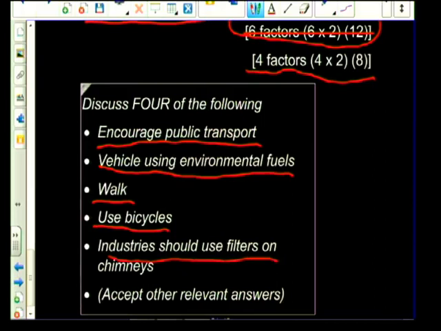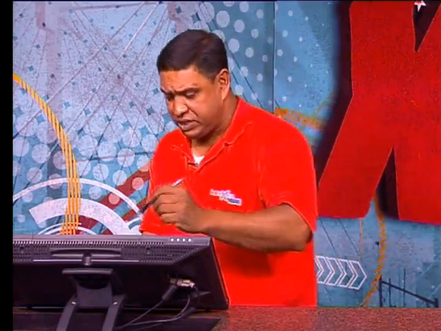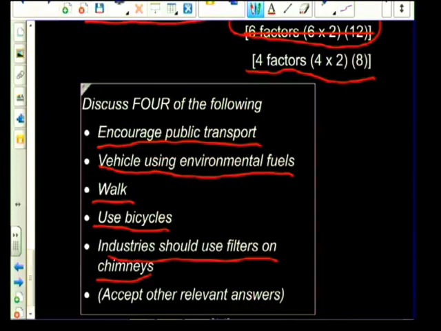Industries should use filters on chimneys so it captures these pollutants, carbon monoxide, whatever is being given off by the industries. These are just a few answers here. Obviously there's many other answers that you could use. Once again, I just want to talk about the mark allocation on this. For each one, if explained fully, will give you your 2 marks as in the past paragraph questions. All right, 2 marks each, and you need to give 4, provided the explanation is full and you don't look at the marker's memo. Learners, do not take a chance, as we told you in the past.